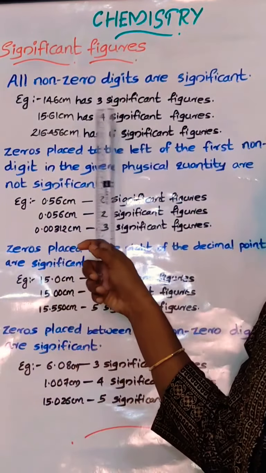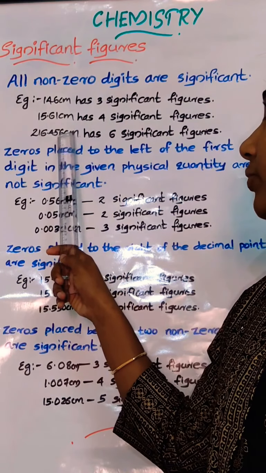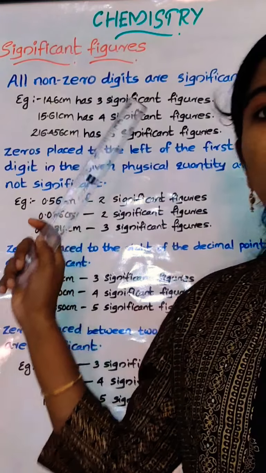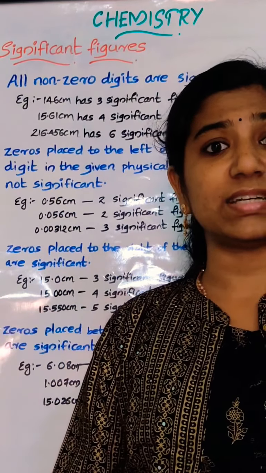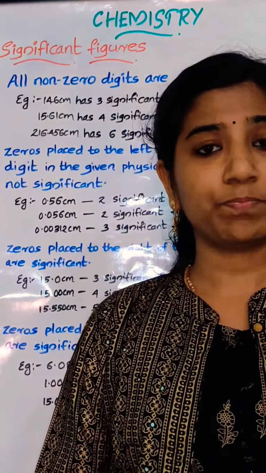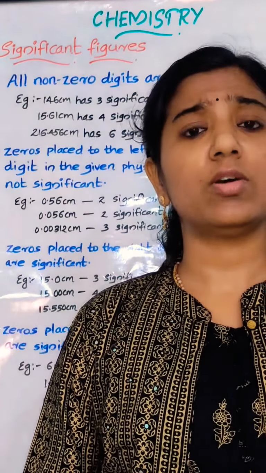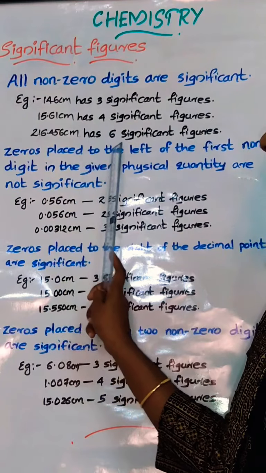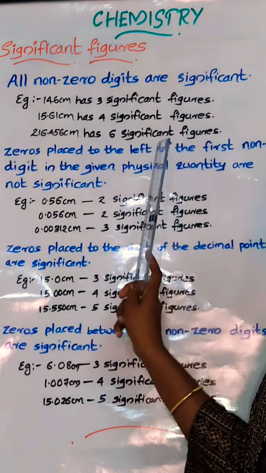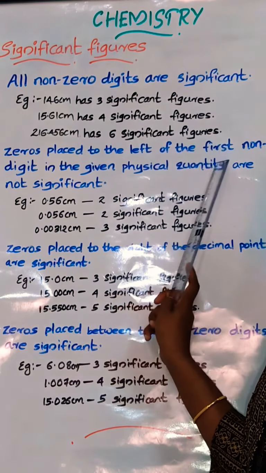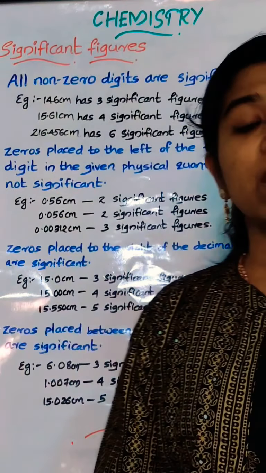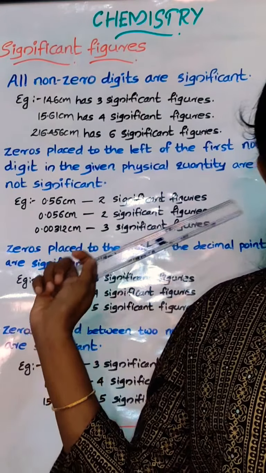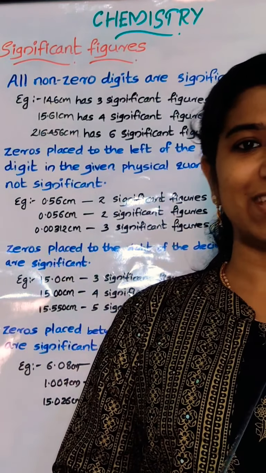Then we go to another example, 216.456 centimeter. These 6 digits are non-zero digits, so we can consider it as 6 significant figures. Then we can go to the next rule, rule number 2. What is rule number 2? Zeros placed to the left of the first non-zero digit in the given physical quantity are not significant.